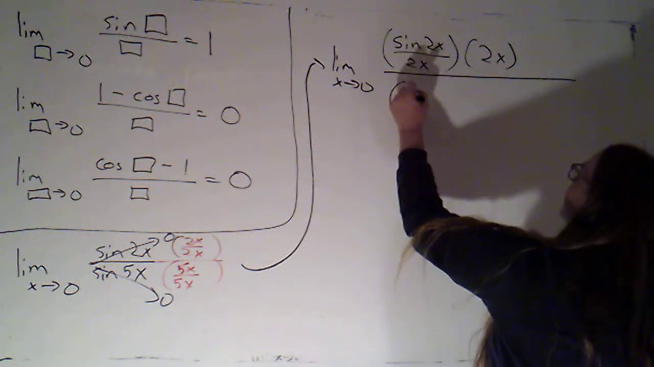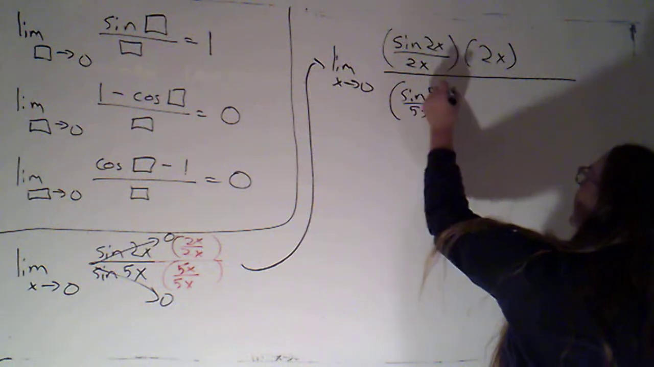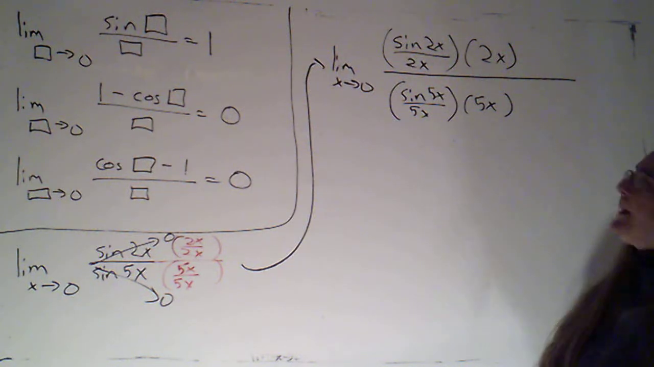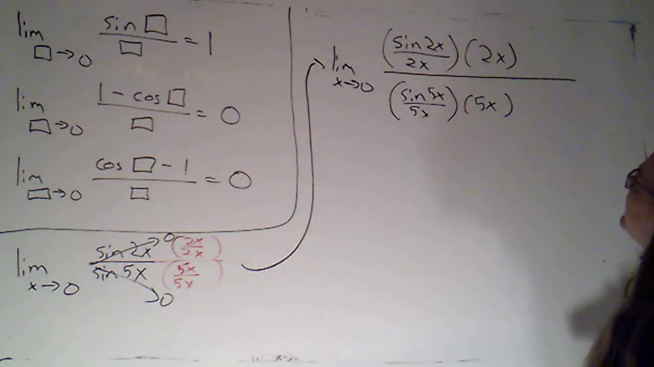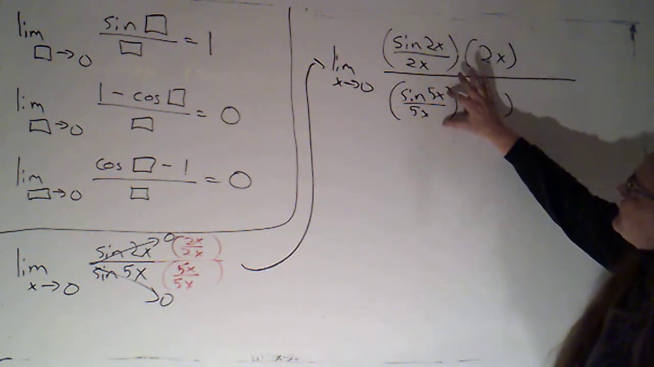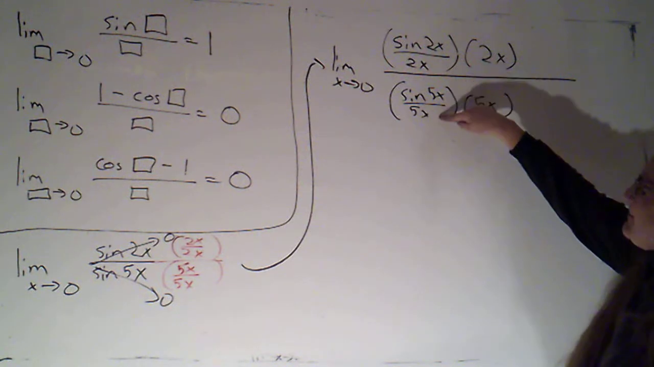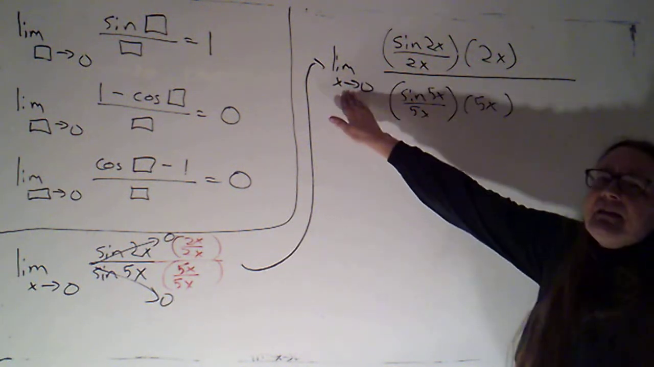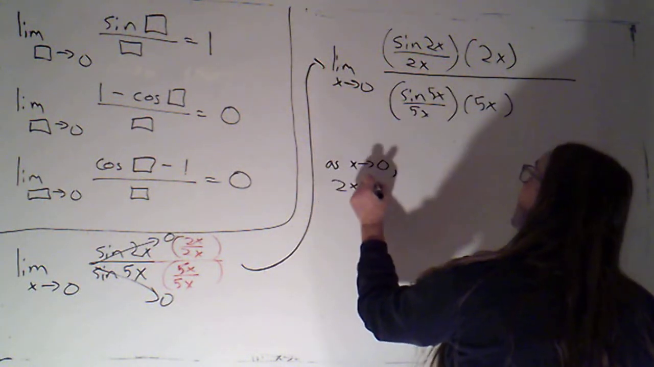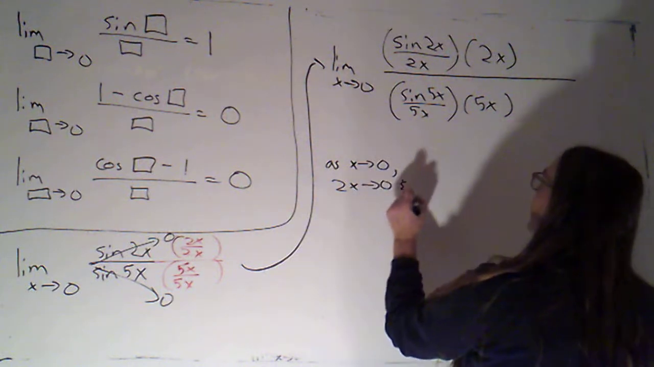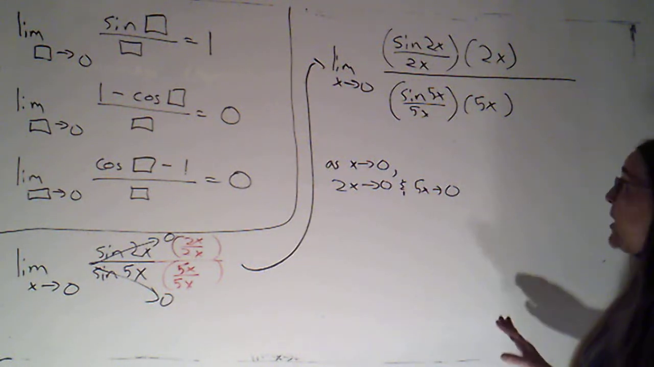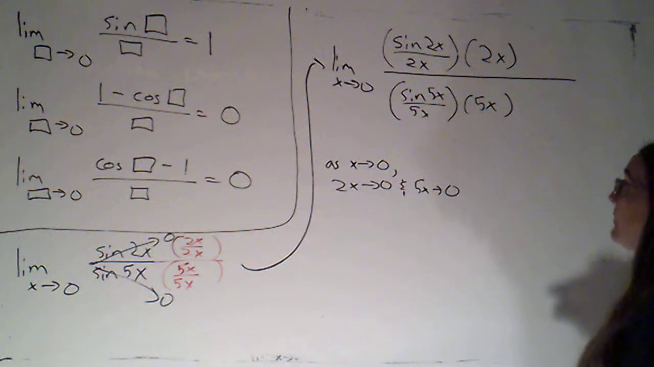Same thing on bottom. I'll say this is sine 5x over 5x. And then I've still got that extra 5x that I'm multiplying that by. Okay. Now, for this piece, I've got the same thing plugged into sine on top as on bottom. For this piece, I've got the same thing plugged into sine on top and on bottom. I'm just saying that x goes to 0, but I can write as x goes to 0, I know that any multiple of x goes to 0. So 2x goes to 0, and 5x goes to 0. So with that, I've got the same quantities, 2x and then 5x, in all three places.